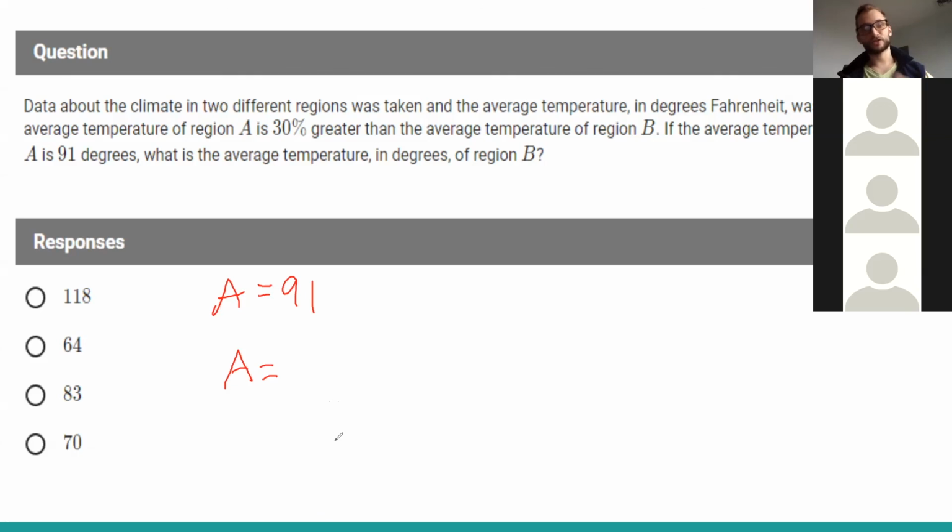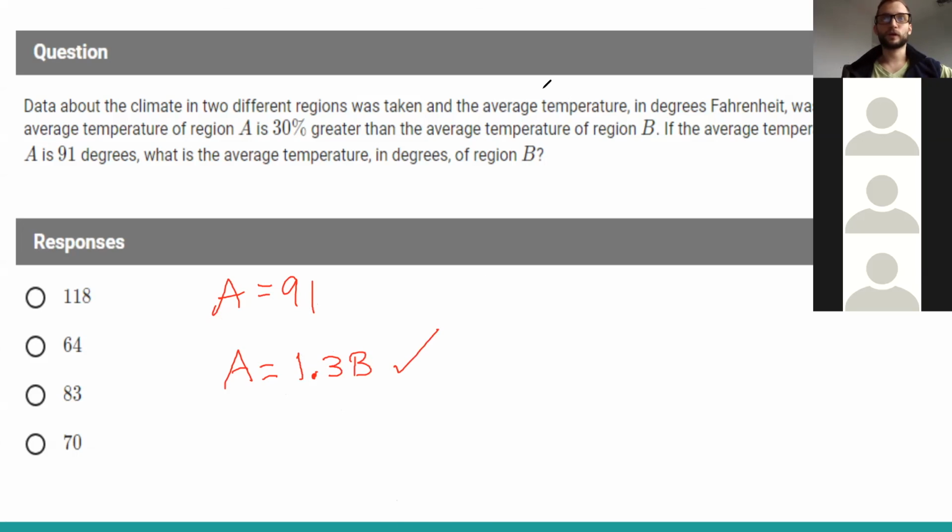If you're increasing, then you're adding to 1. So you're going to do 1 plus the percent. 30% is 0.3, so A is equal to 1.3 times B. So A is 91, and A is 1.3 times B. Those are the two equations you need.